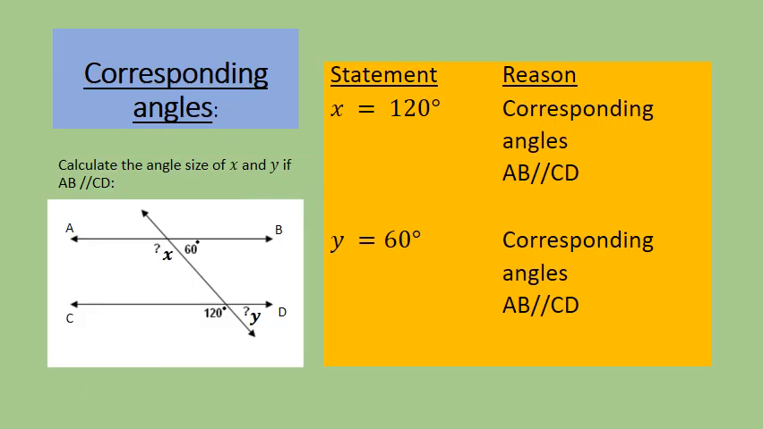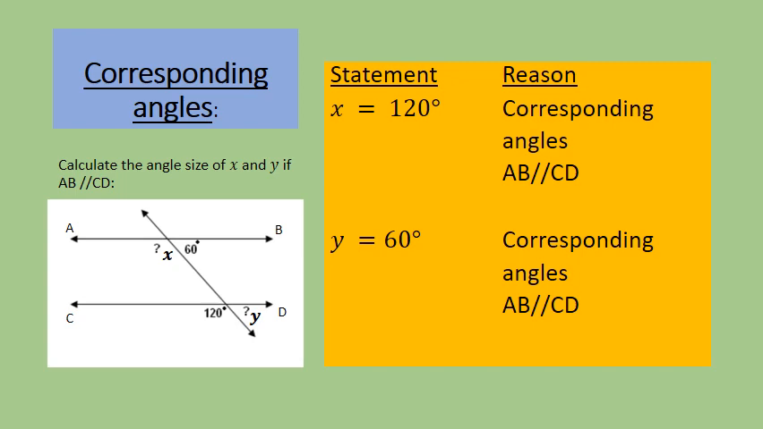Let's have a look at a question with corresponding angles. They say to you, calculate the size of x and y if AB is parallel to CD. So here it was written up in the wording that AB is parallel to CD. It's not indicated on the picture, but it has been given. So we can go ahead and have a look at the corresponding angles. Can you see that x would be equal to 120 degrees? And can you see that y would then be equal to 60?